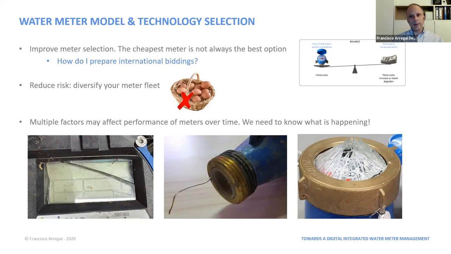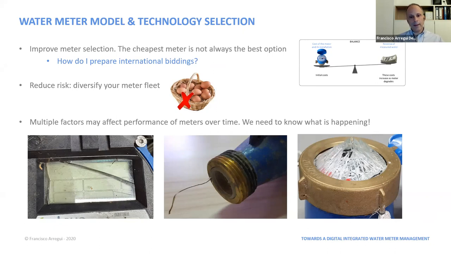if the cheapest meter is not always the best option, what do I do to protect myself against low quality and low cost meters? Because in most cases, they have more chances to win the bidding if I don't prepare the documents properly. The second thing is that you have to diversify. You should not put all eggs in the same basket. You need to diversify and at least use 2-3 different brands to allow you to compare and to have a big feedback. Also to reduce risk. If there's a problem with one brand, it's not the same having a problem with 100% of the meters or having a problem with only 50% of the meters.